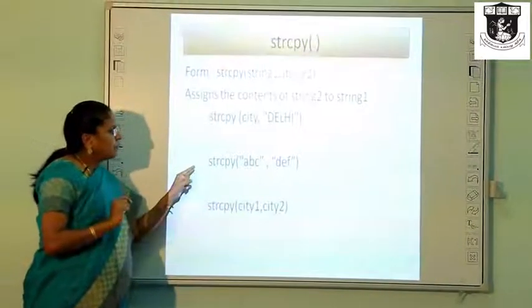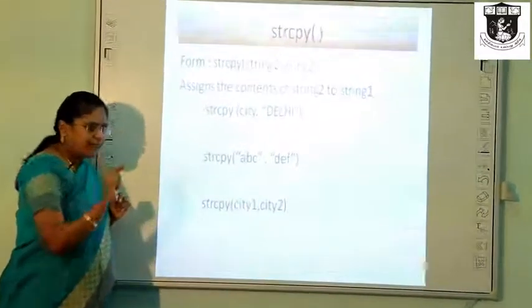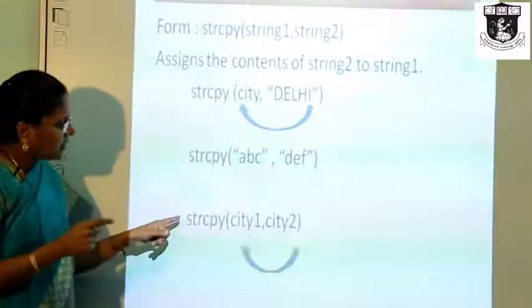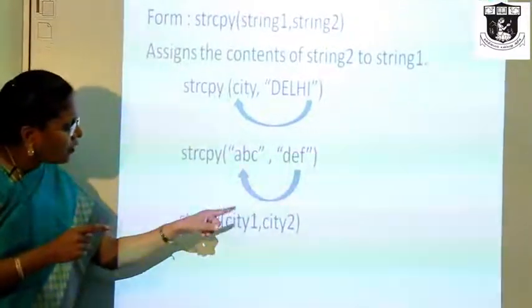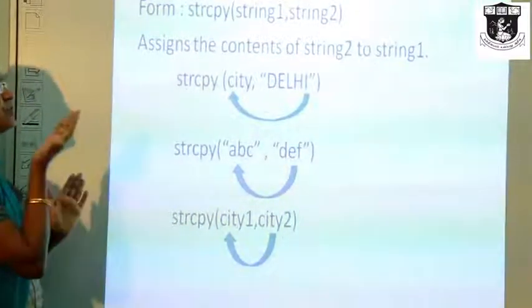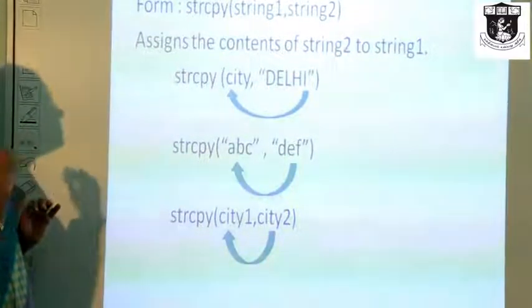The same thing over here, DEF is overriding ABC. Next one over here, city 2 is overriding city 1. So this means copying the contents from one string to another. That is the meaning of assigning the contents of string 2 to string 1.